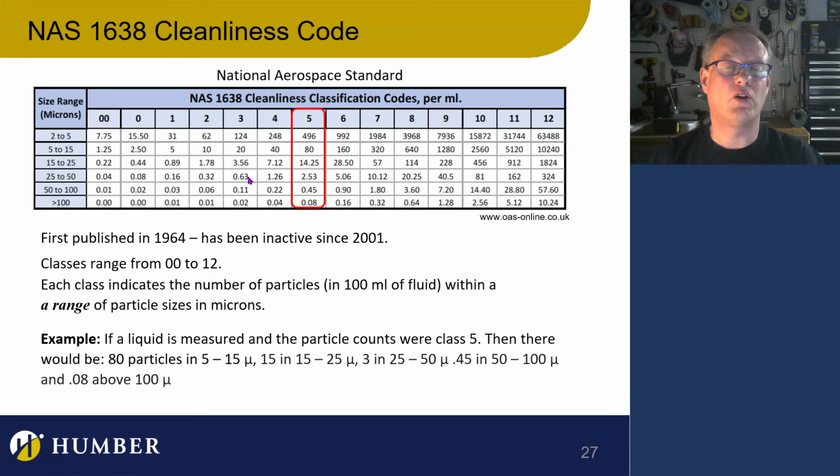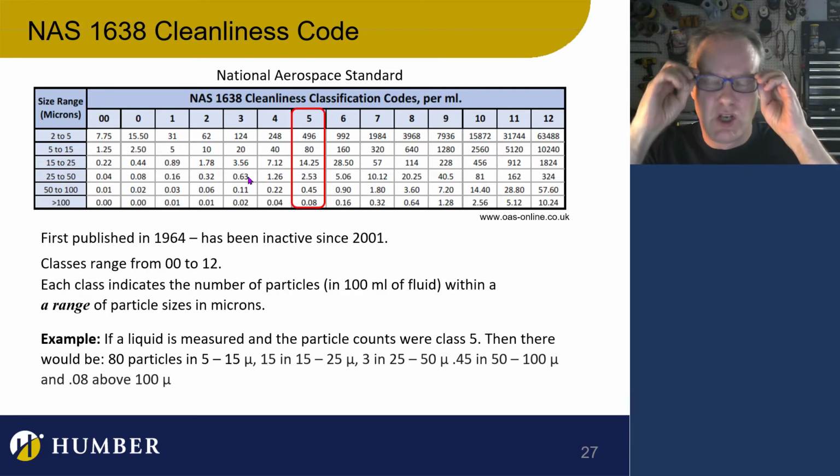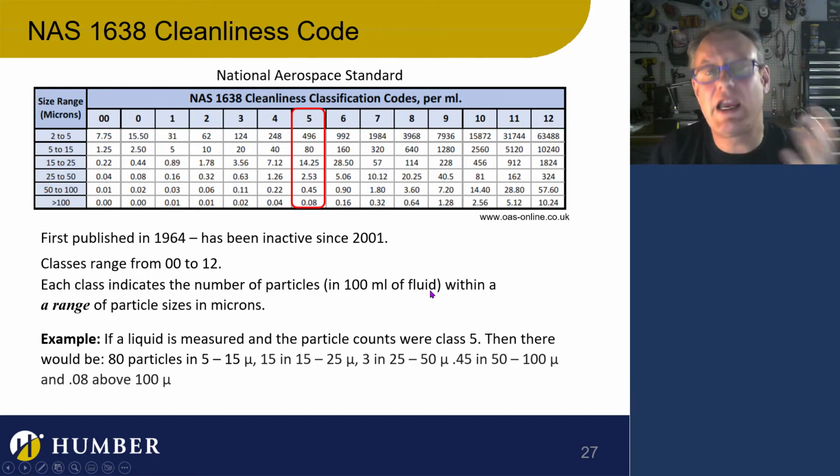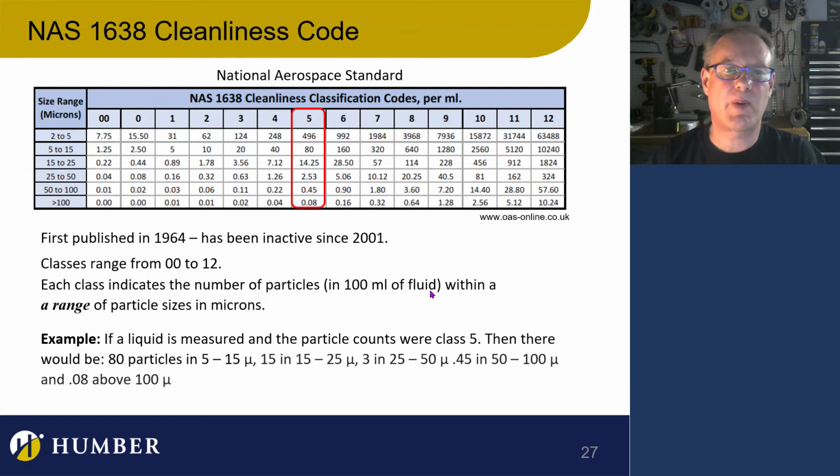Okay, good. So let's look at the NAS, okay? Again, the AS in this case is for aerospace. That's really important. Fluid is really important for airplanes and stuff. So, National Aerospace Standard, and there you go. This is fluid within a range, okay? So what you're taking a look at is fluid with particulates or particles within a particular range.